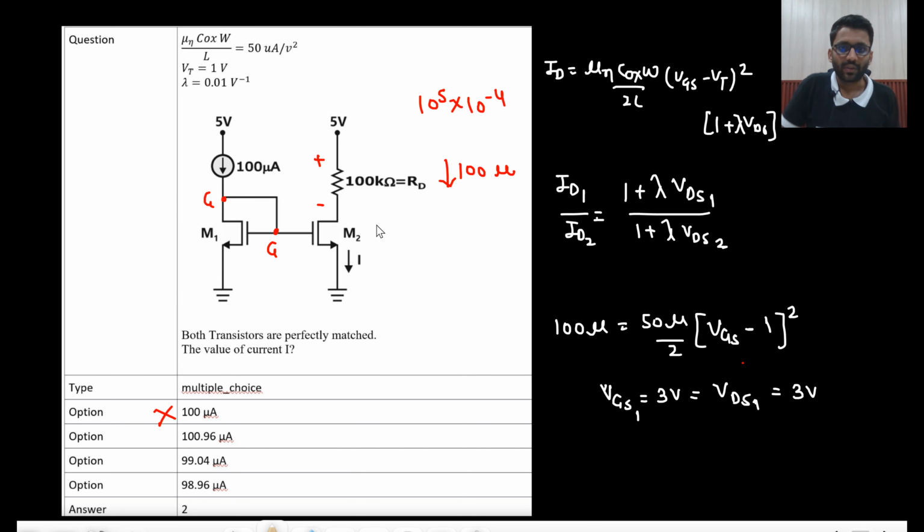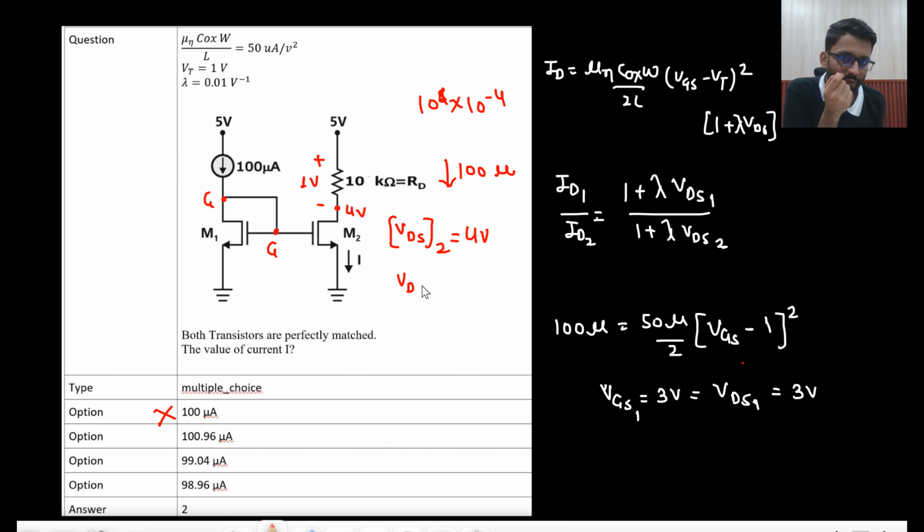Wait a second. Actually this is 10 kilo ohm, not 100 kilo ohm. Okay. So what will be the drop here? This would be 10 to the power 4. So basically the drop here is 1 volt because 100 microampere current is flowing. I am assuming that the current is mirrored. Now if current is mirrored, what is the VDS value you are getting? VDS of 2 you are getting as 4 volt.